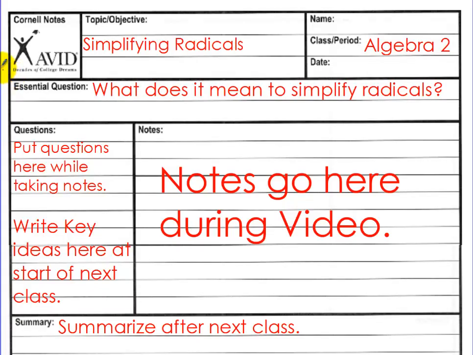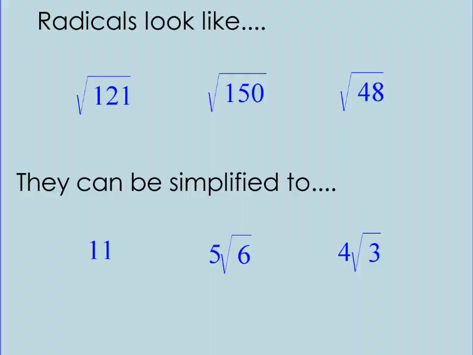Howdy! This is a lesson on simplifying radicals. The essential question is, what does it mean to simplify radicals? Let's begin. This is an optional lesson if you don't know how to do radicals. Radicals look like this. You've got the root symbol on top, and you've got the number, which is the radicand, on the bottom.